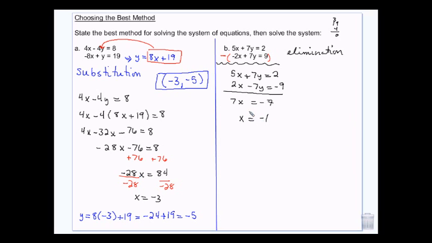Now I can take that x and I can plug it into either the top or the bottom equation. Bottom? Got it. So I have negative 2 times negative 1 plus 7y equals 9. That gives me positive 2 plus 7y equals 9. Subtract 2, 7y equals 7, so y equals 1, so you have your solution.